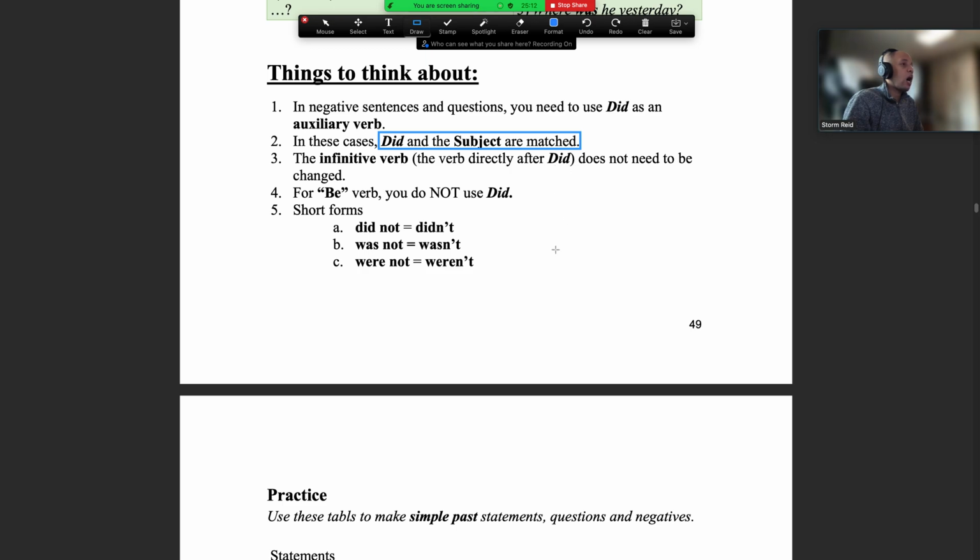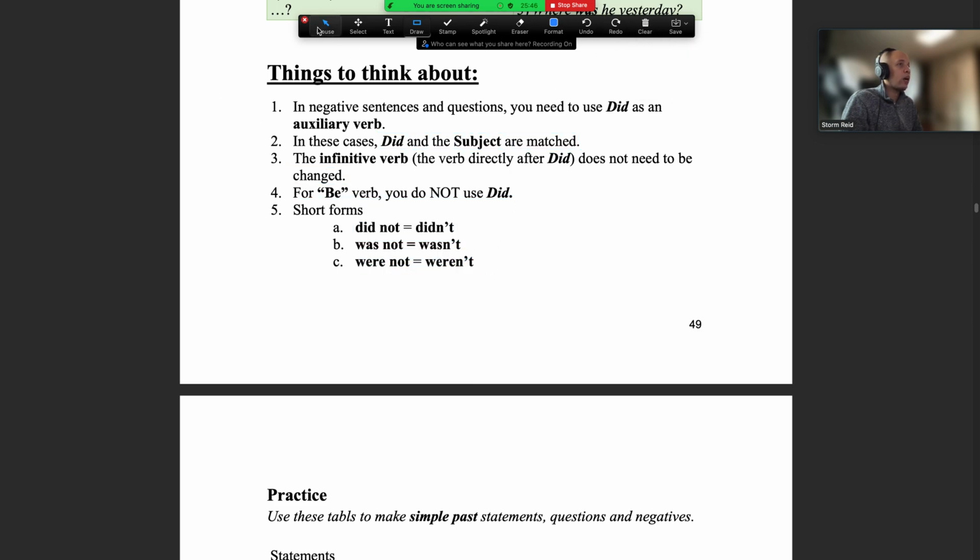The infinitive verb, the verb directly after did. All right, so I didn't clean. That's my infinitive verb, clean. All right, does not need to be changed. So again, I didn't cleaned. No, not right. I didn't clean. Don't change the infinitive verb. For be verb, you do not use did. All right, we know that. You can check the guide and you can see it here, right? So did, didn't, short forms, right? Was, wasn't, and were, weren't. All right, so a couple of tips, things to think about there.